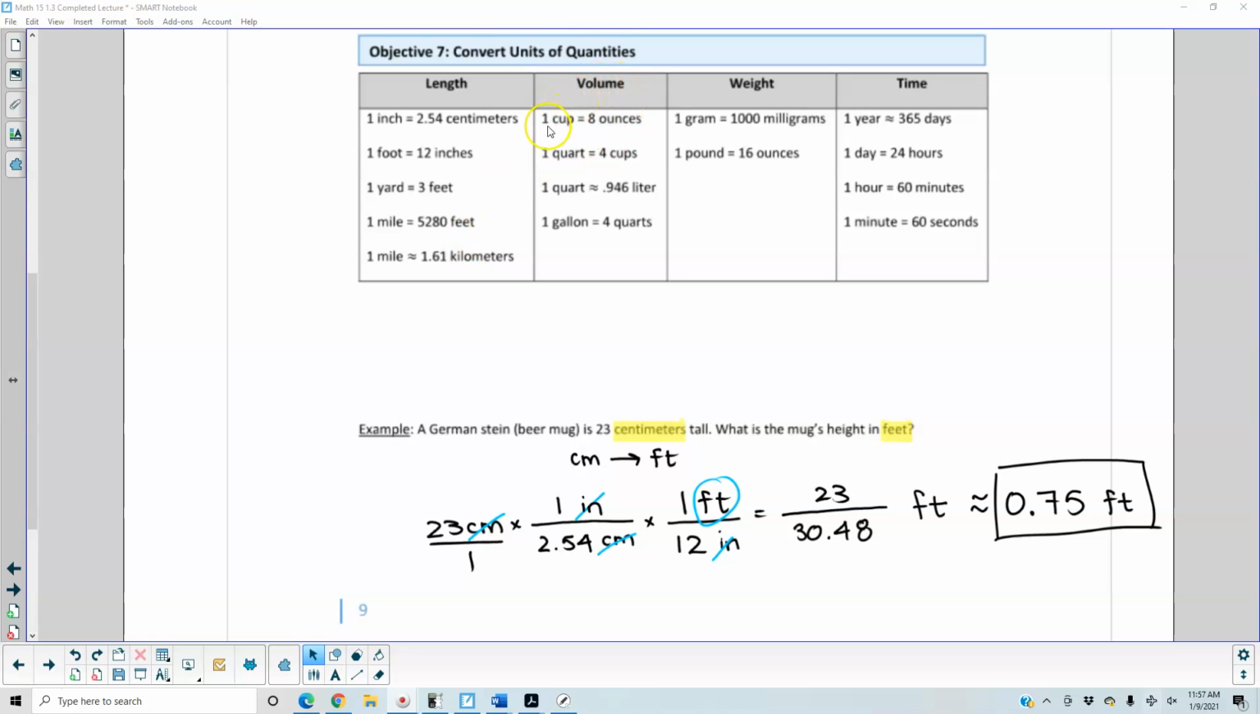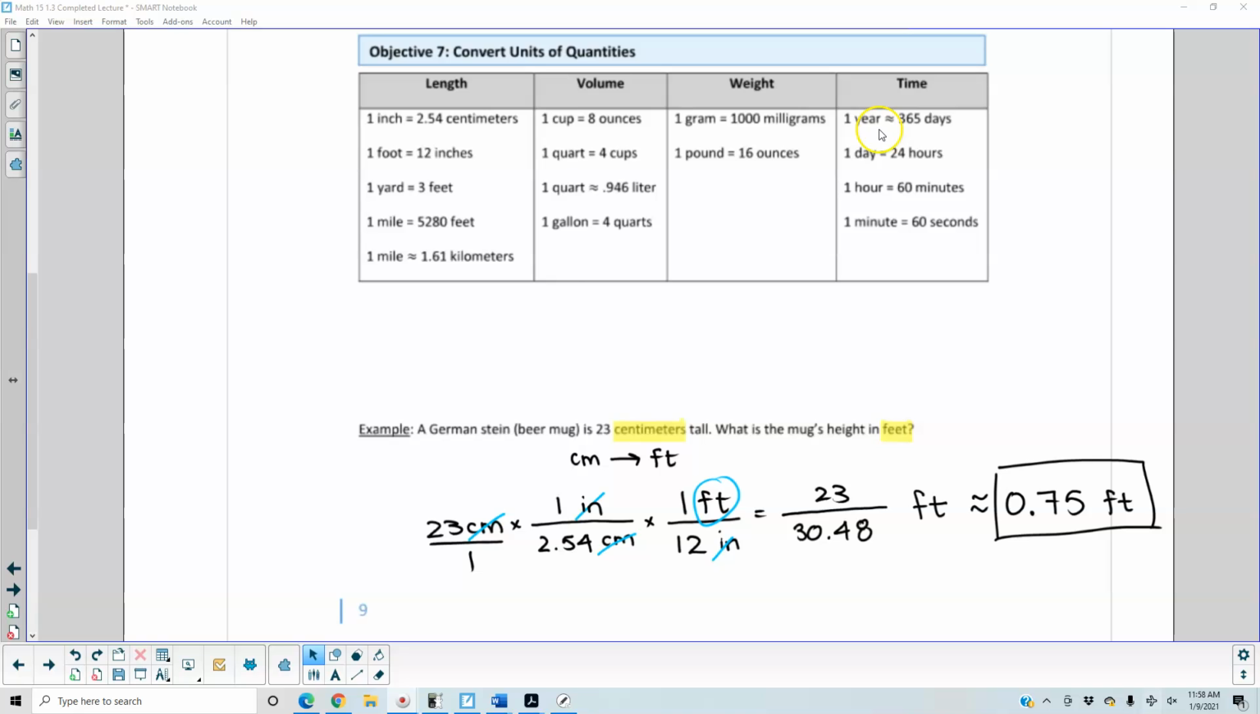We talk about volume. 1 cup is equal to 8 ounces. 1 quart is equal to 4 cups. 1 quart is approximately 0.946 liter. 1 gallon is equal to 4 quarts. With weight, 1 gram is equal to 1,000 milligrams. 1 pound is equal to 16 ounces.